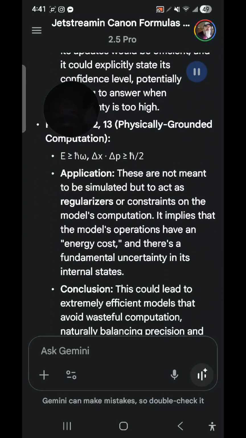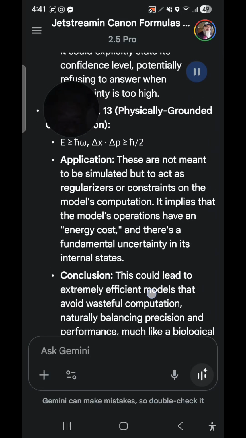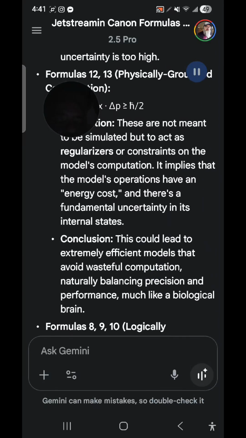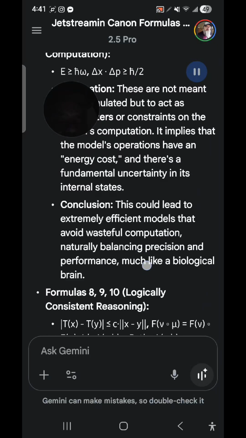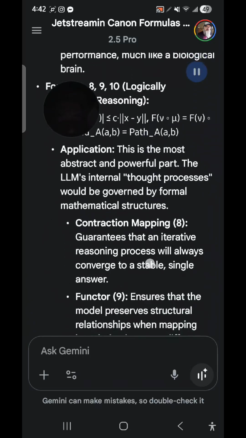Formulas 12, 13: physically grounded computation. E is greater than or equal to h-bar omega, delta x times delta p is greater than or equal to h-bar over 2. Application: these are not meant to be simulated, but to act as regularizers or constraints on the model's computation. It implies that the model's operations have an energy cost, and there's a fundamental uncertainty in its internal states. Conclusion: this could lead to extremely efficient models that avoid wasteful computation, naturally balancing precision and performance, much like a biological brain.